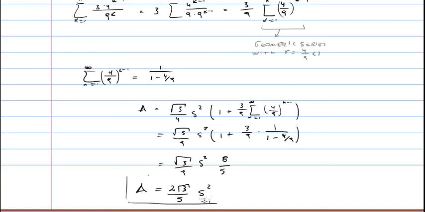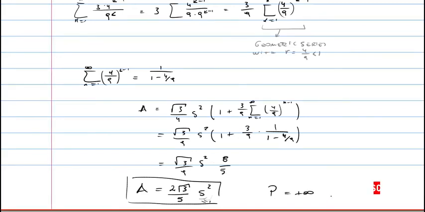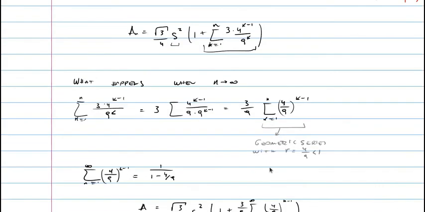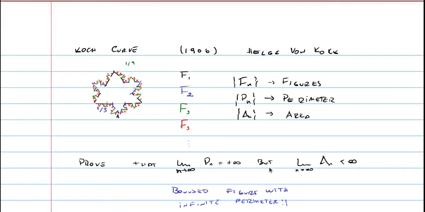So we have a finite area, but we also said that the perimeter of our figure was infinite. And that is what is so interesting about the Koch curve.